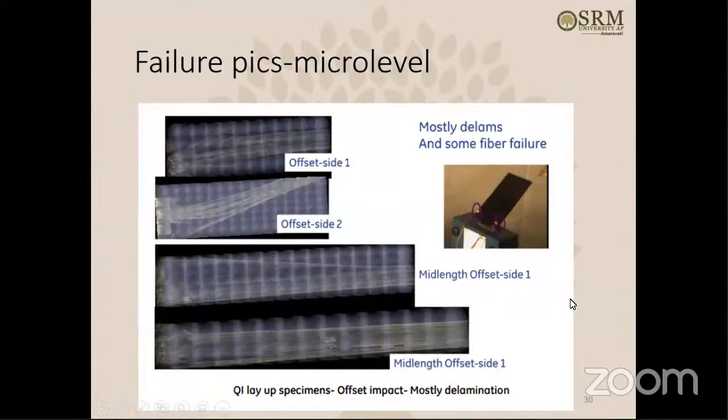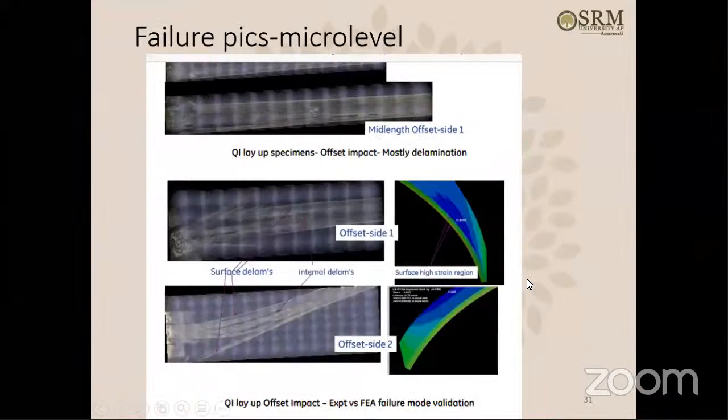Similarly, there's another quasi-isotropic specimen with offset impact. There's offset impact. So side one, side two. You can see that there's a delamination occurring there. The first specimen is the offset, the second one is the offset impact but with middle length hitting, and this is tip hitting. So you can see the delaminations and all that stuff. Again, offset impact. You can see the surface delaminations and internal delaminations mostly.